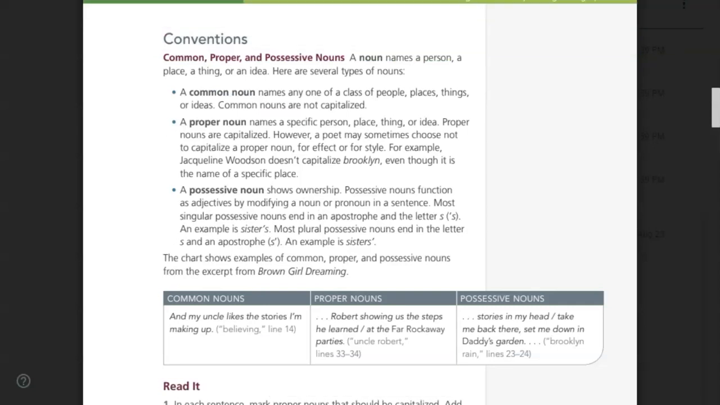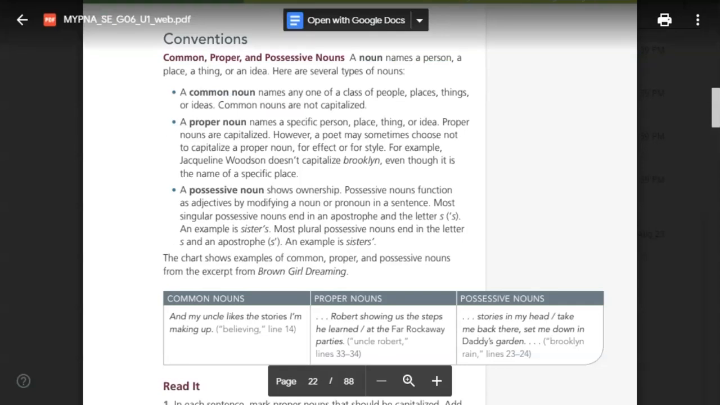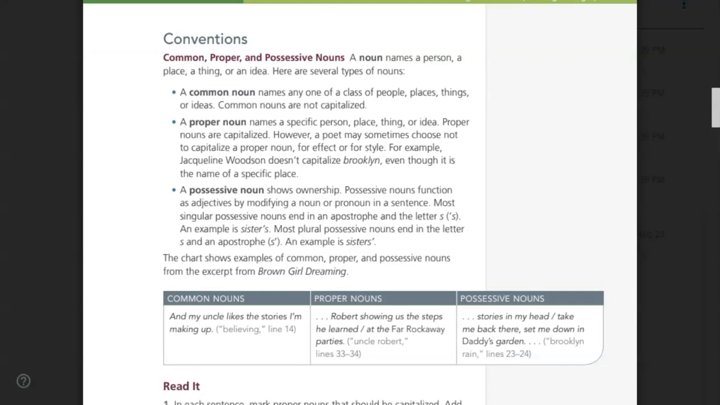A proper noun names a specific person, place, thing, or idea. Proper nouns are capitalized. However, a poet may sometimes choose not to capitalize a proper noun for effect or for style. For example, Jacqueline Woodson doesn't capitalize Brooklyn, even though it is the name of a specific place. Now, there are well-studied scholars of English who could probably argue day in and day out why she chose not to capitalize Brooklyn, looking at evidence in the poem, but we're not here to do that. Just know that she made a choice to do that. Maybe it has to do with her feelings about Brooklyn compared to the countryside, would be my guess.